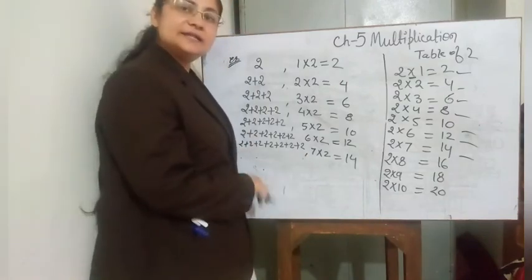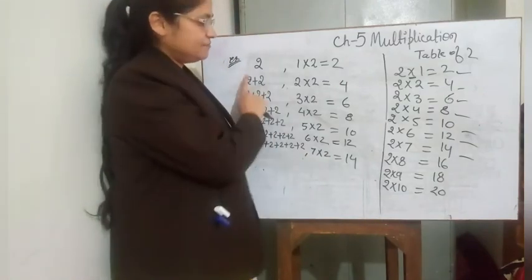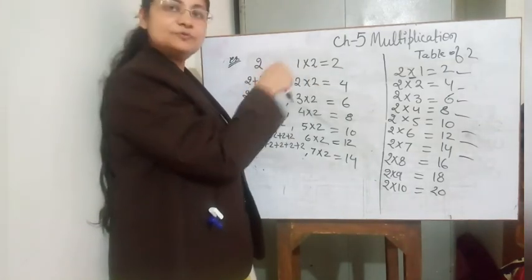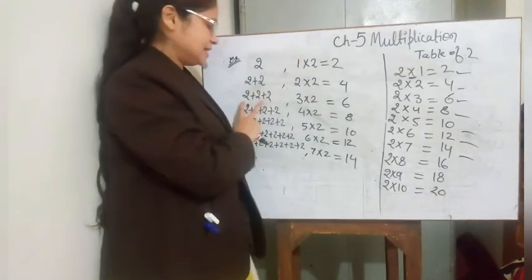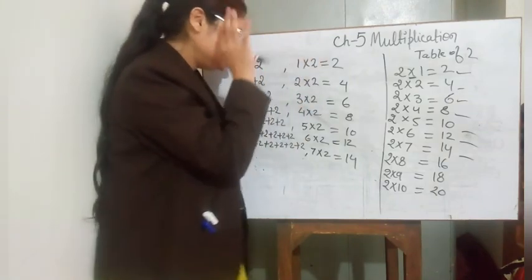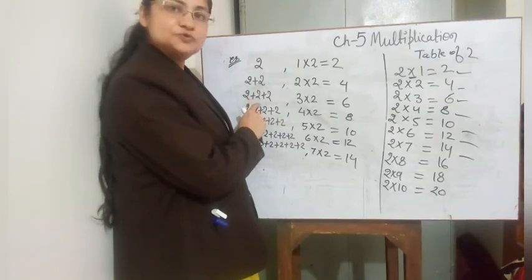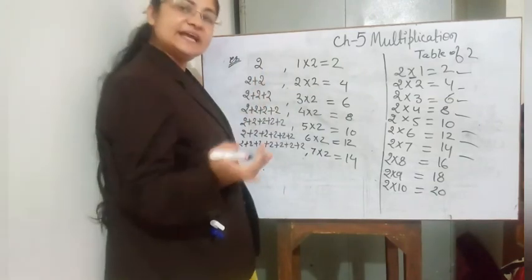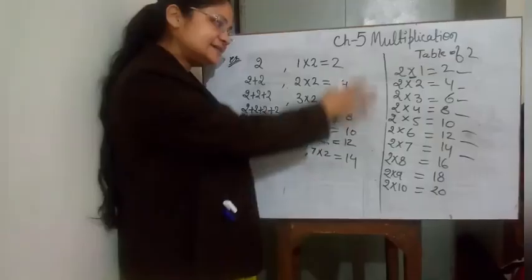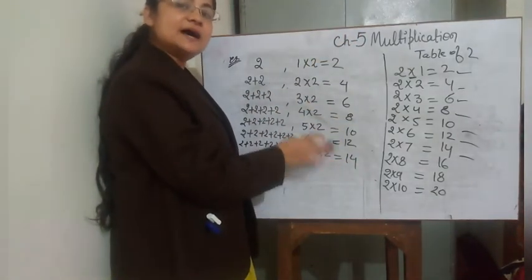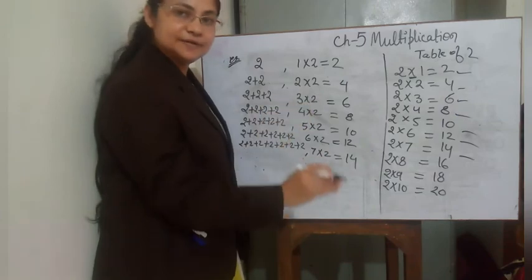By adding the numbers. One time addition means nothing. So 2 I have written, then 2 times 2, so 2 plus 2, 4. Then 3 times 2, so 2 plus 2 plus 2 means 3 times we are adding 2, we are getting 6. Now you can see in that way we are getting the tables.